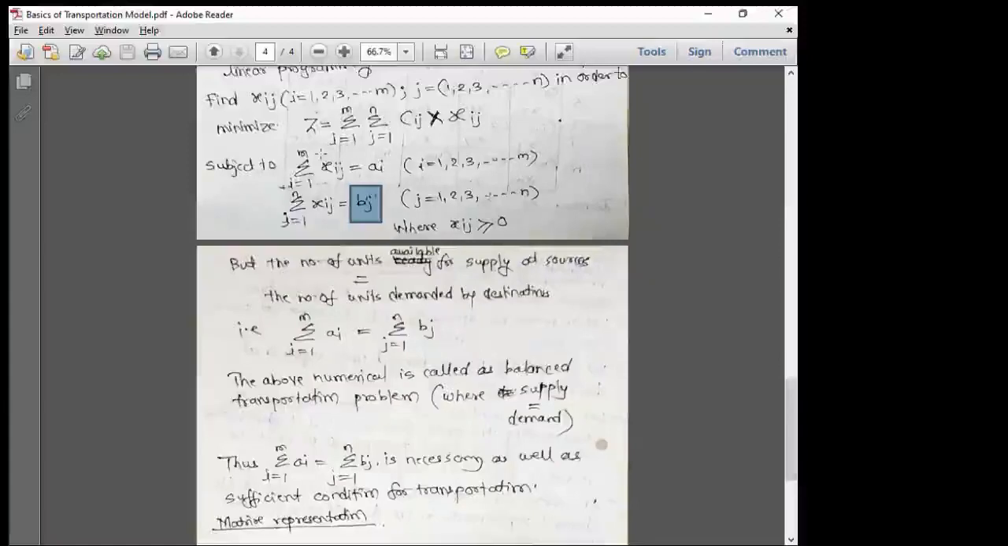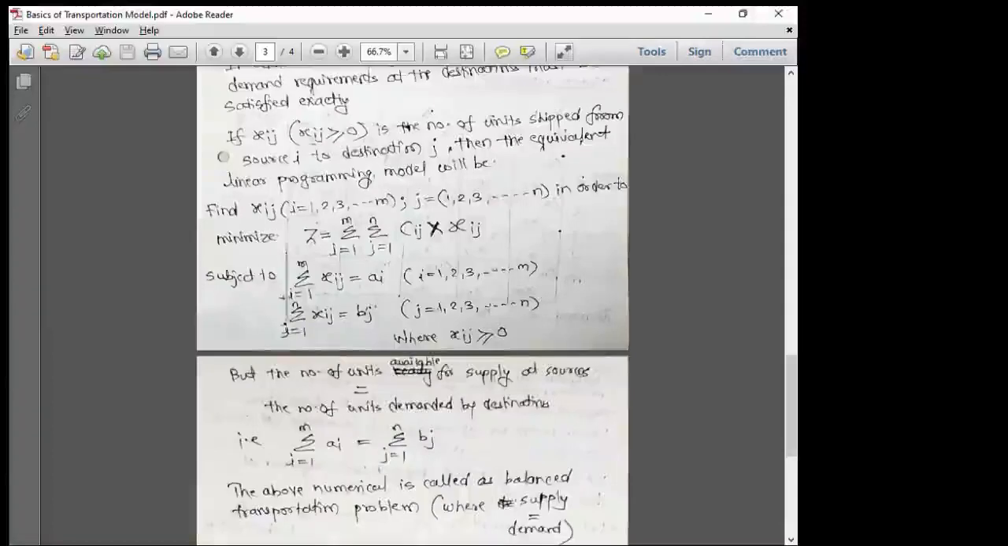Here particularly I'm writing xij now. If you understand this, it is very easy. So what is your ai? What is your total supply? Your total supply should match the total number of units. And what are the total number of units? It is the summation of xij, where i is from 1 to m and j is from 1 to n. So my xij should be equal to the total supply available. What is xij? xij is my number of units shipped from a source to a destination.